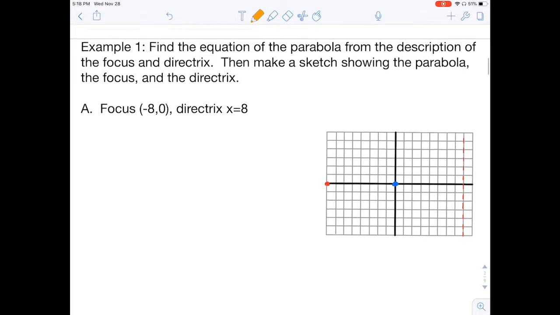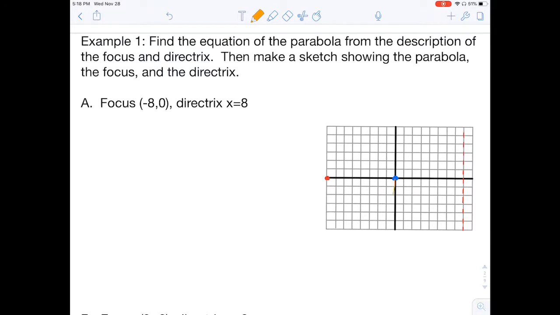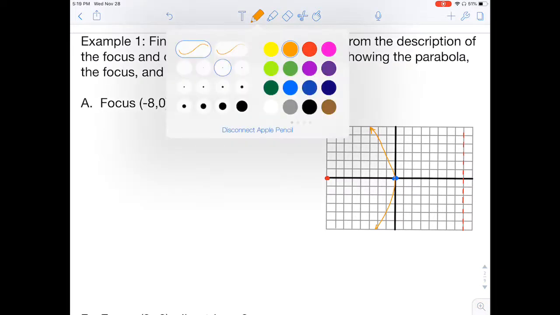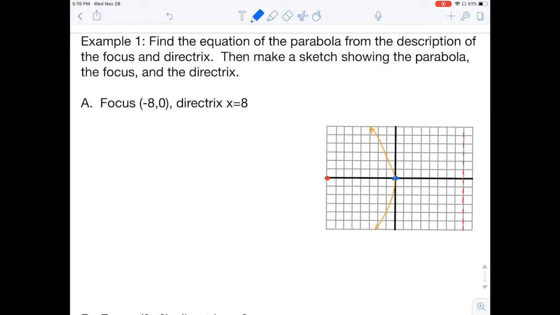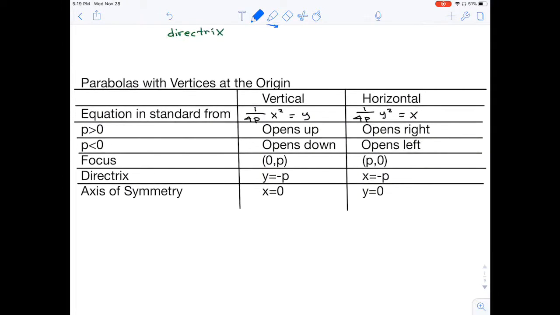If you notice, there's only one way, which I'm drawing lightly in orange, that I could graph this such that it would not cross the directrix. If you look at this graph, when it extends in both directions, it will surround the focus. It will not touch the directrix in any way. So this is a horizontal parabola.